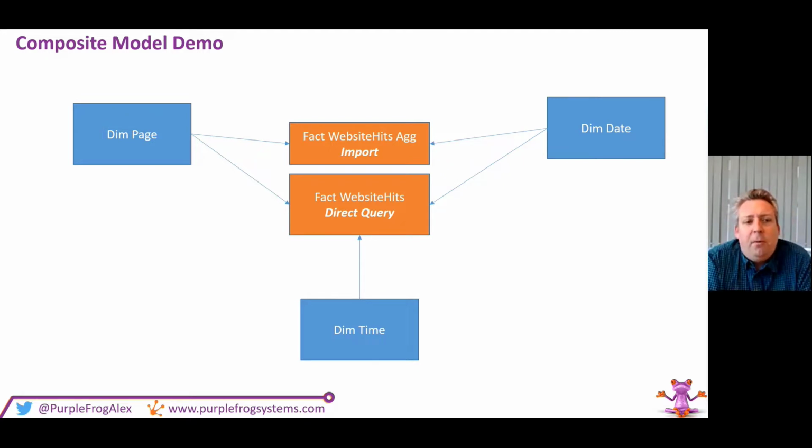So before composite models were a thing in Power BI, you could still do this, but you had to do it manually. You have to bring these two tables in and then write some DAX to check: is the time dimension filtered, using the IsFiltered function? If it is, let's go to the slow table. If it isn't, we can ignore time and we know we can go to our aggregated table, page and date. So we used to have to do that manually.